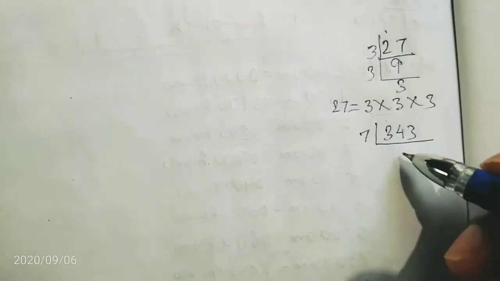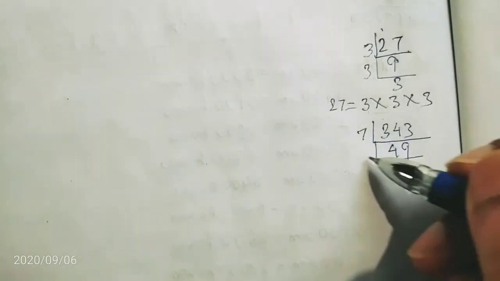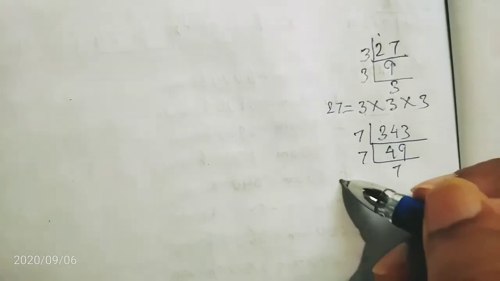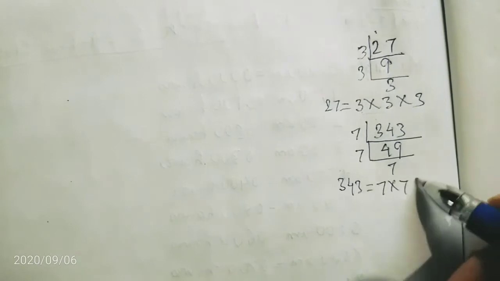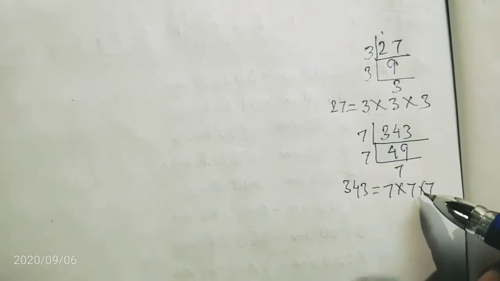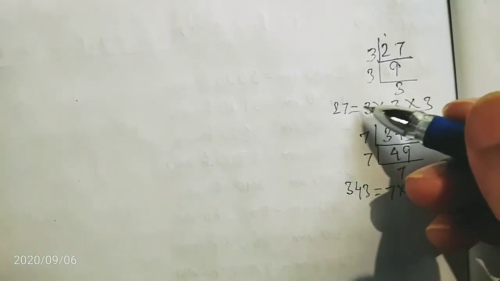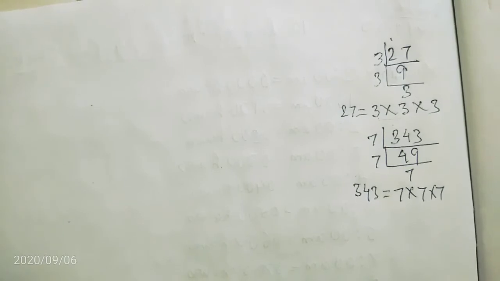So 7 times 7 is 49. Then 343 is written as 7 into 7 into 7. So 7 is multiplied 3 times. The same number should be multiplied, then only we can expand any exponent like this.